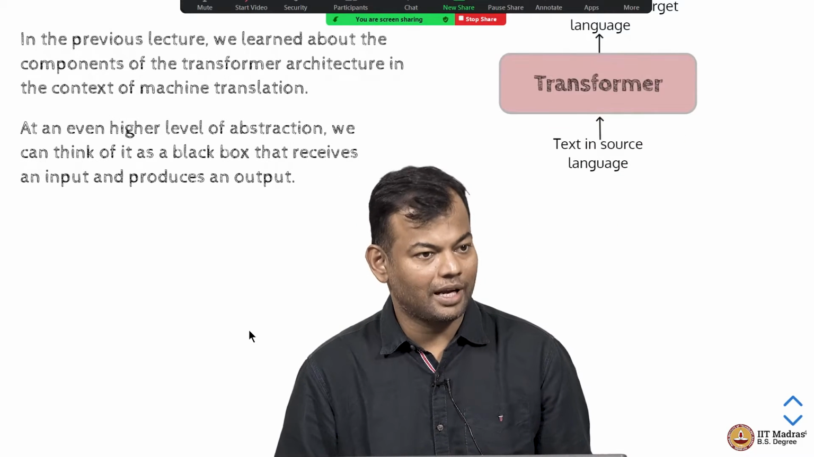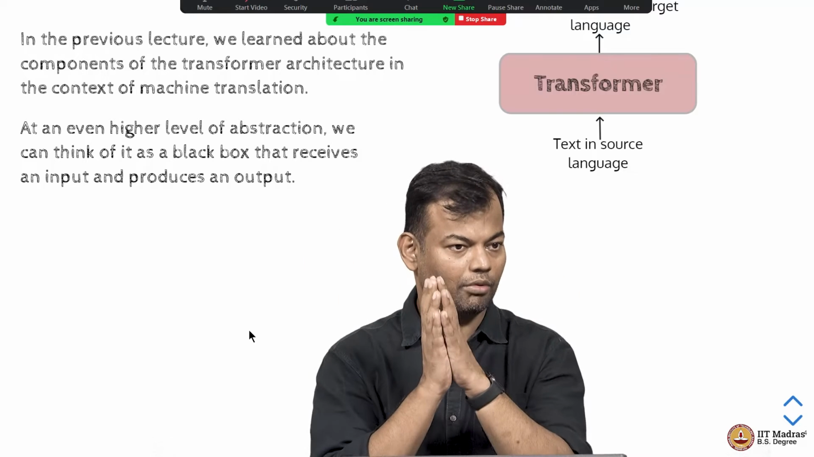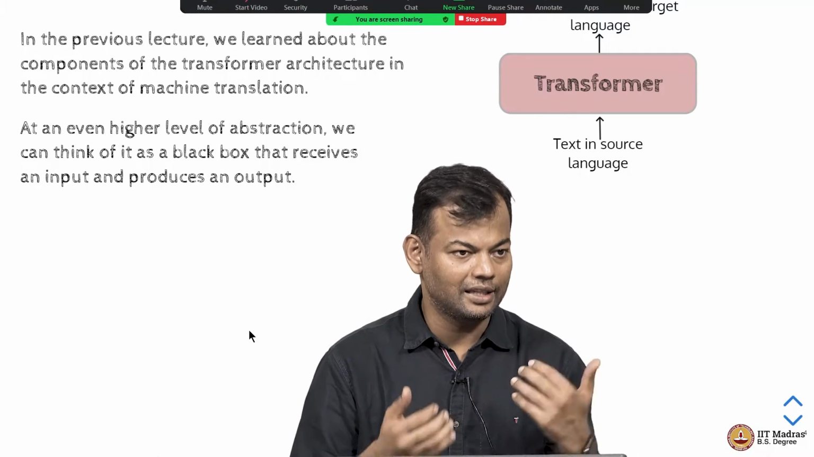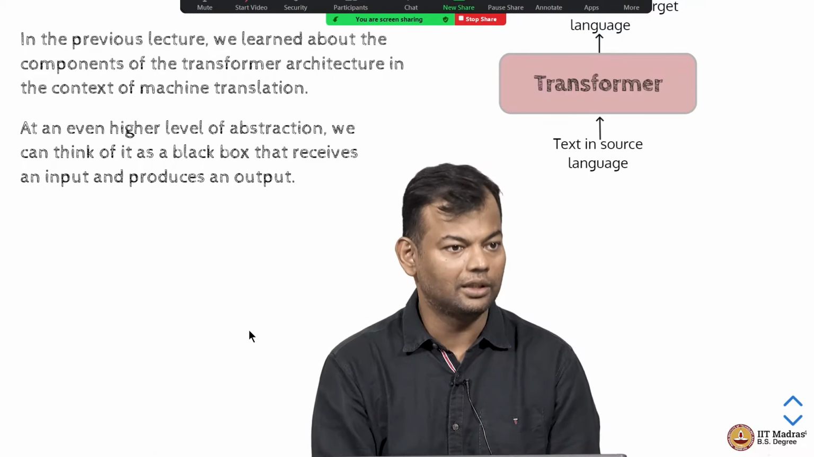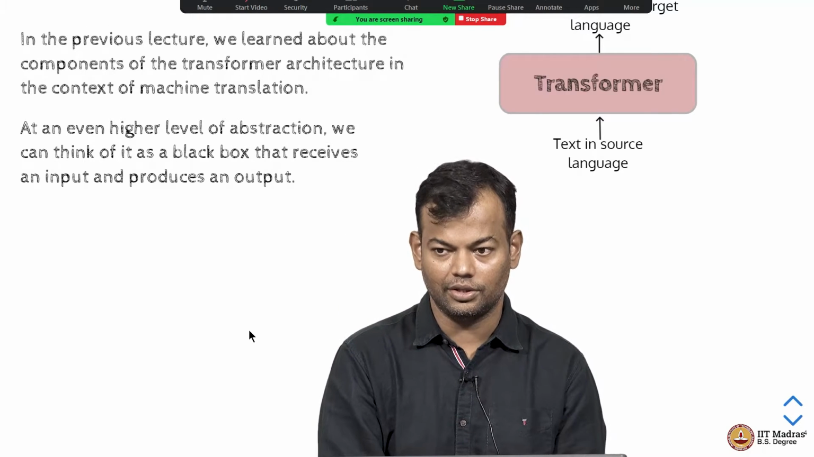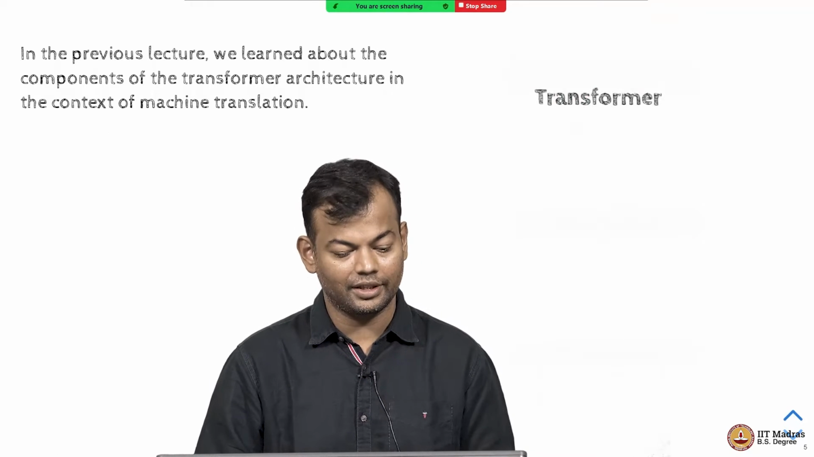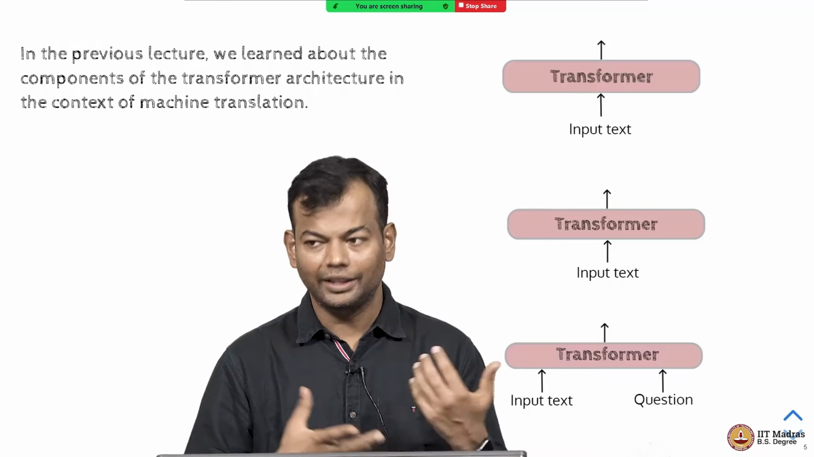And there is even more abstraction, where you forget about the encoder and decoder and think of this entire thing as one transformer block which takes an input, which is text in our case. In this course we'll largely be talking about text. And then it produces text in the target language in the case of machine translation, right? Now if you work with this abstraction, the next question I can ask is, what if I want to use the same transformer architecture for other NLP tasks?